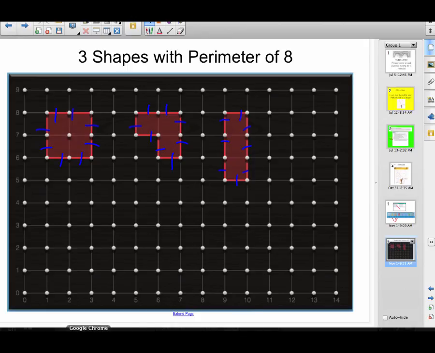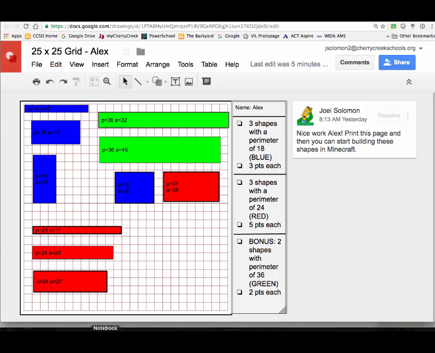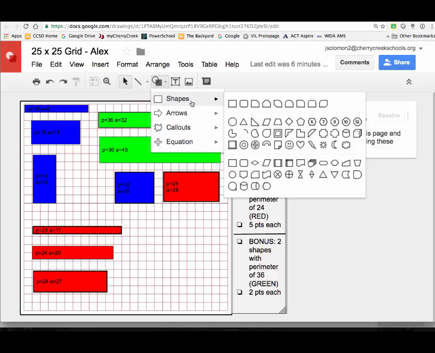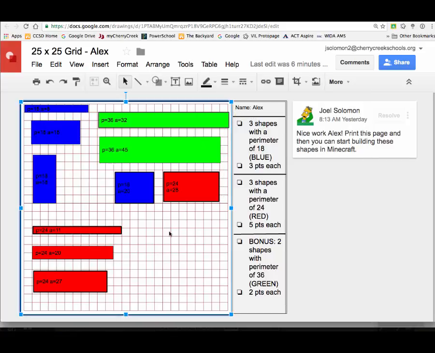And in Google Classroom we had students given a blank grid with 3 different directions. So create a shape with perimeter of 18, 3 of those. 3 shapes with perimeter of 24, and a bonus of shapes with 36. And so students were learning how to be precise, how to use the shape tools, how to add text inside the shape, and then we talked about how to be precise when you draw these shapes because they should all line up on the grid.